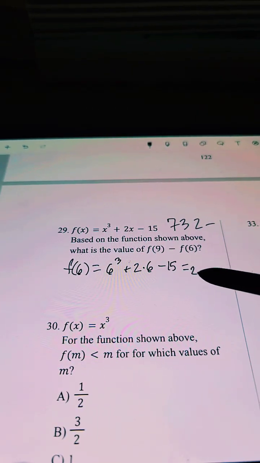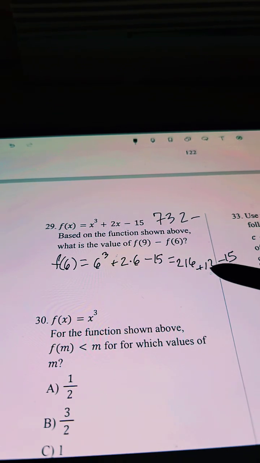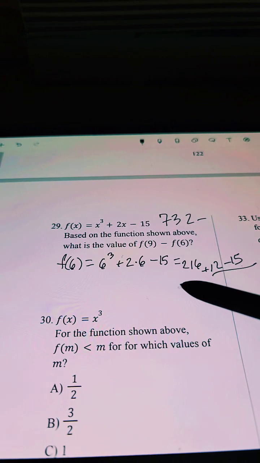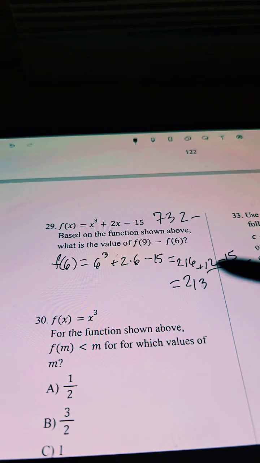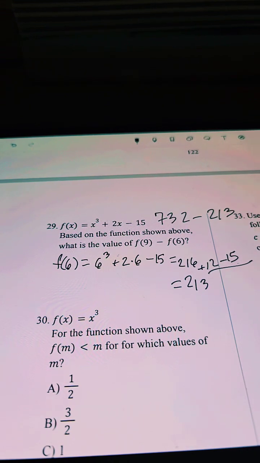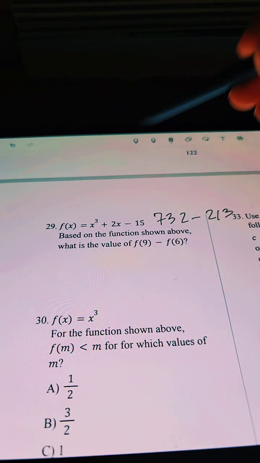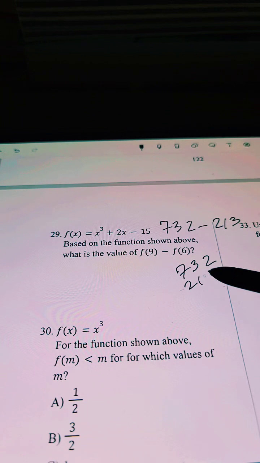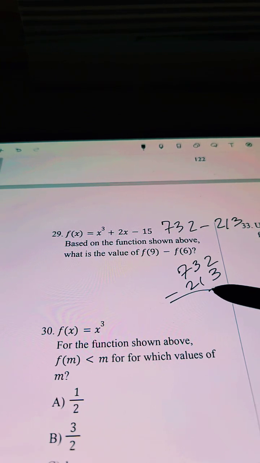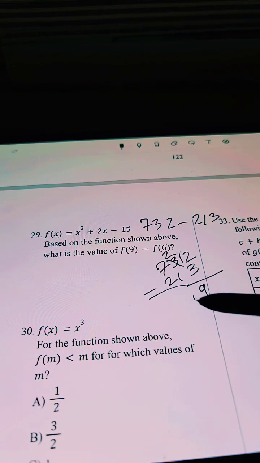Okay, so 6 times 6 times 6 is going to be 216 plus 12 minus 15. So now 12 minus 15 is negative 3. So then 216 minus 3 is going to be 213. Okay, so now let's erase all that. And don't make fun of me for having to do this upside down, otherwise the numbers are going to flip all in my head. So then we're going to subtract this, and I'm going to get 9, 1, and 5. So 519.